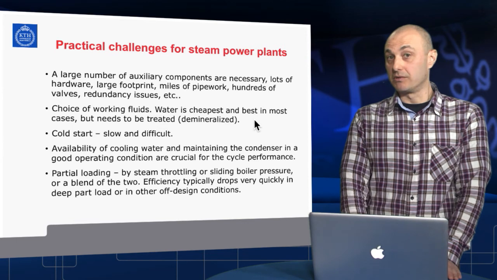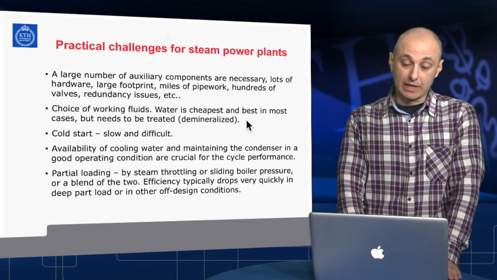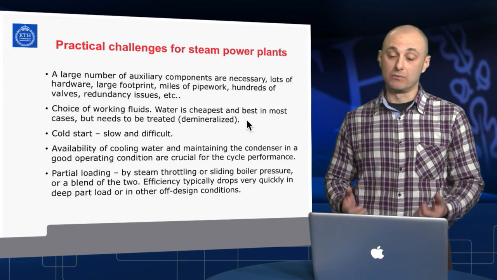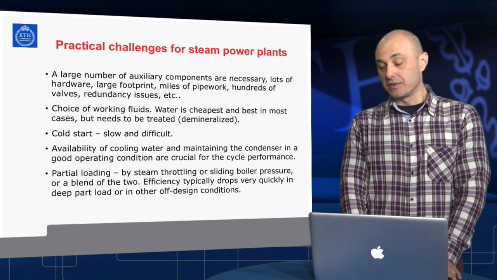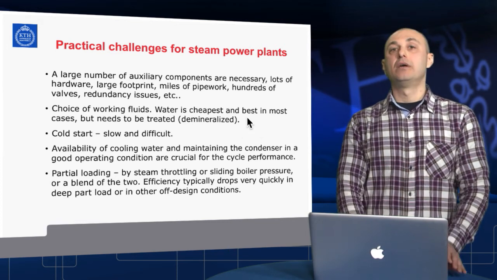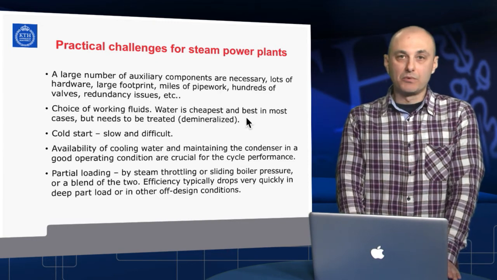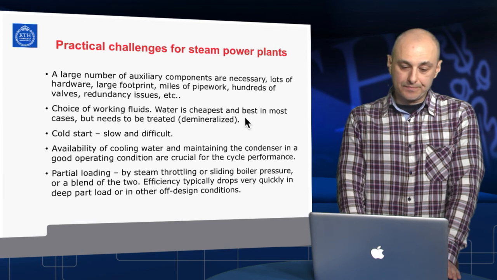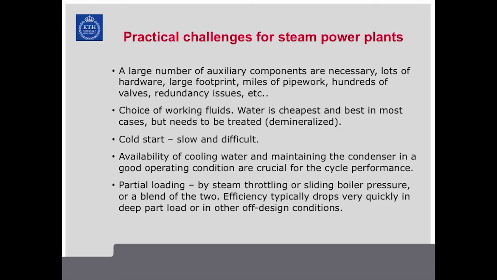And we're going to talk about low temperature cycles, very often called organic Rankine cycles, where fluids other than water are better suited. Anyway, for large scales and for cycles involving high temperatures and higher mass flows, it is always water that is the best choice. Cold start is very tricky for steam cycles.